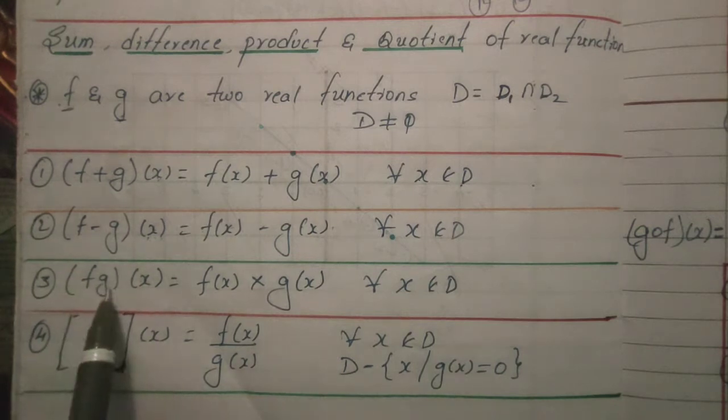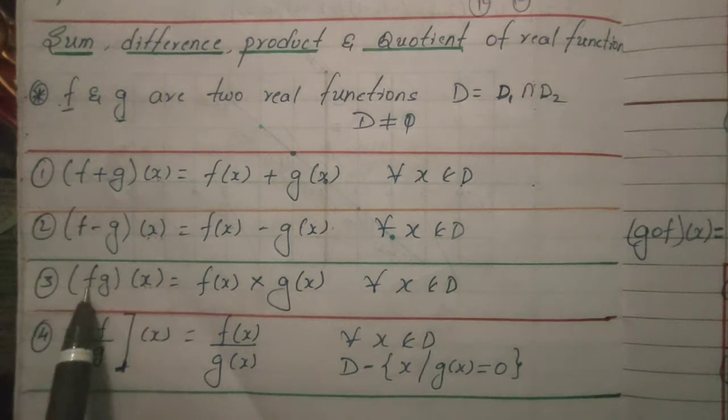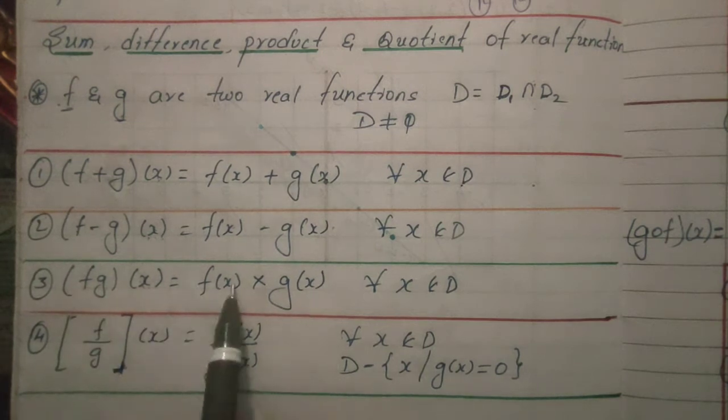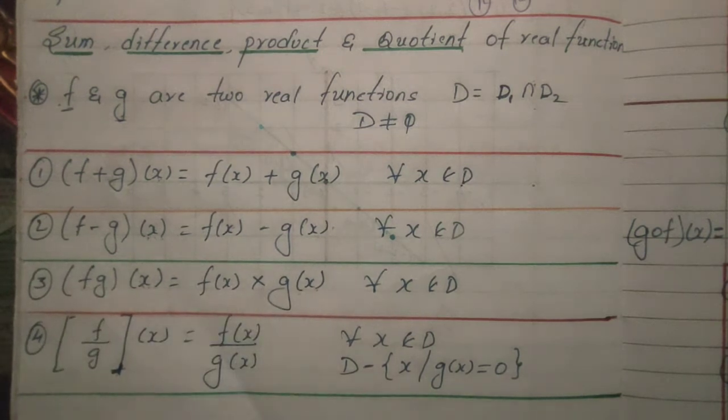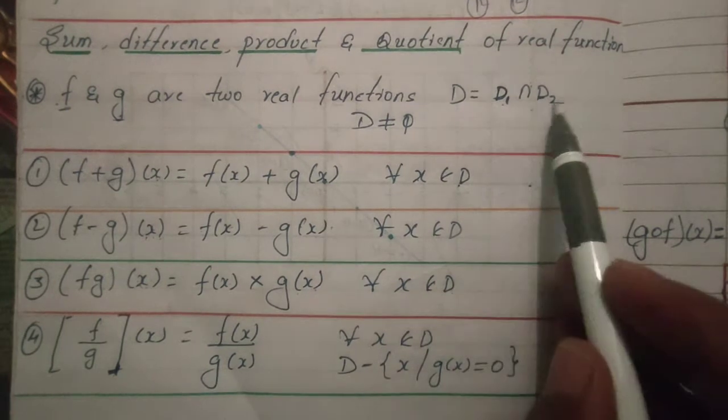f into g of x means the product of two functions. Here x is in the common domain from f and g. This we can write as f of x into g of x, where x belongs to D. D is a common domain from f function and g function.